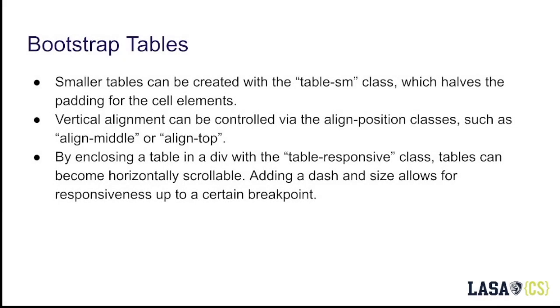Smaller tables can be created with the table-sm class, which halves the padding for the cell elements. Vertical alignment within tables can be controlled via the align position classes, such as align-middle or align-top. By enclosing a table in a div with the table-responsive class, tables can become horizontally scrollable. Adding a dash and a size to the table-responsive allows for responsiveness up to a certain breakpoint.